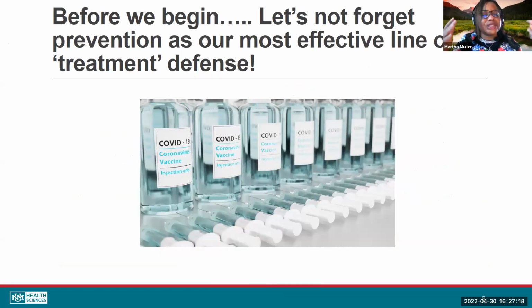I would certainly be remiss, especially as a pediatric infectious diseases provider, not to mention that vaccination is an extremely important component of our treatment battle against SARS-CoV-2. I know you all had a phenomenal presentation a couple of hours ago about vaccinations. And so certainly as frontline providers, we are going to want to be advocates and educators regarding SARS-CoV-2 vaccination.